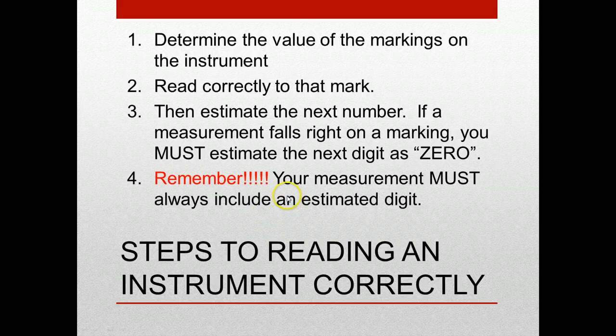So when we do this, we're going to start off looking at the value of our markings, figure out what we're looking at. Then you're going to read to that mark, find the closest mark, and write that down. Then you're going to estimate that next digit. If it happens to end in exactly 0, you've got to put that 0 there. You're going to estimate that last 0.